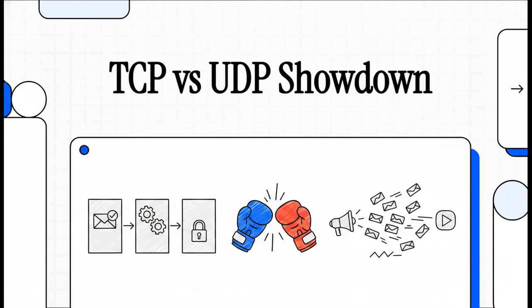Well, there is a massive, completely unseen operation happening right beneath the surface of your screen. Today, we're setting up a heavyweight matchup between the two core protocols that make all of this possible. If you want to understand how modern networking actually works, you have to know this stuff. We're talking about the Great Protocol Showdown, TCP versus UDP.